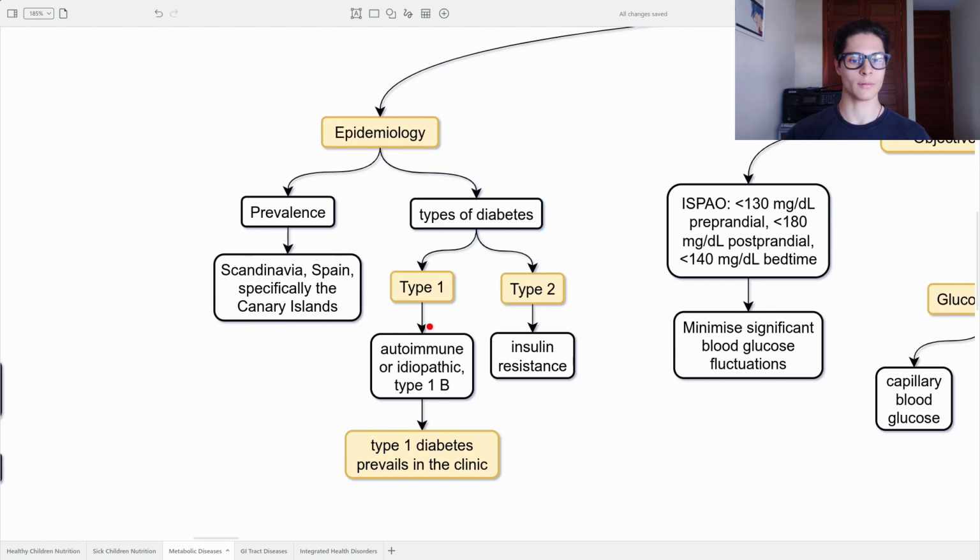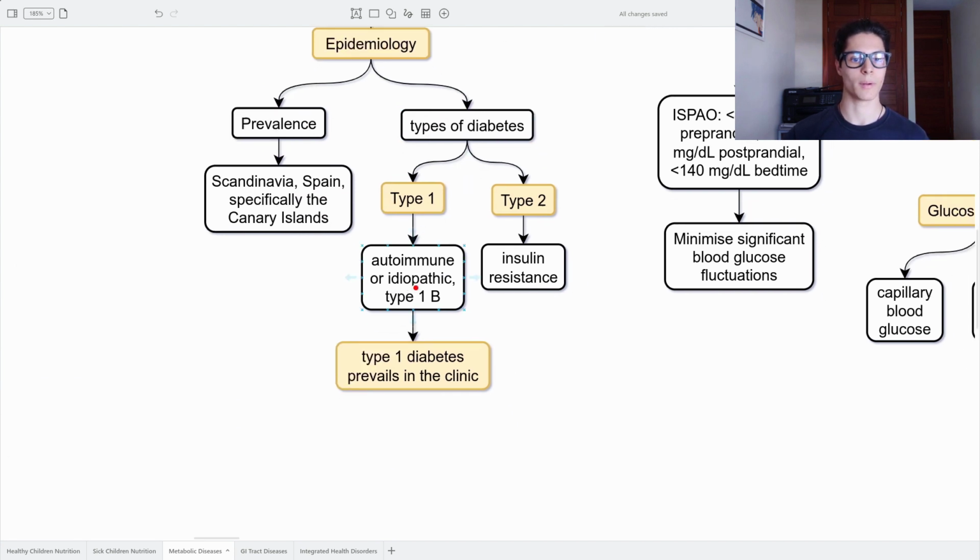What are the types of diabetes? We have type 1, which is autoimmune, or maybe idiopathic, and this is called the type 1B because it can be acquired. For example, when there is a pancreas damage or it stops to work properly. And the type 1 diabetes is the one that prevails in the clinic. On the other hand, the type 2 diabetes is the one related to the insulin resistance.